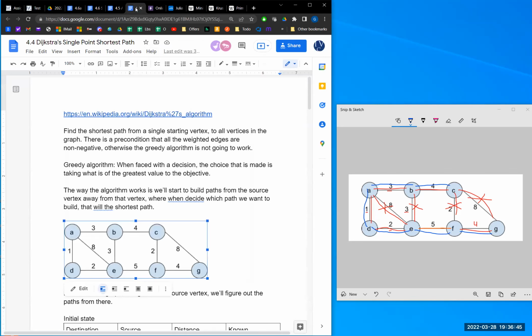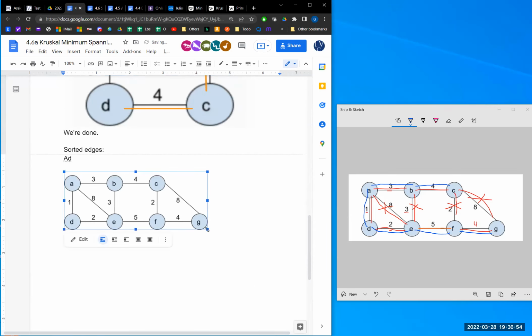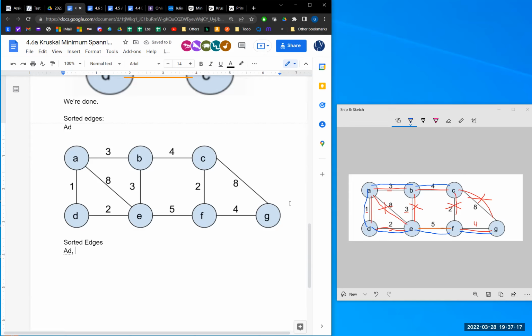So let's go back to a bigger graph. All right, so sorted edges. We've got AD as a 1. What are our 2s? Making sure that you're sorting properly is important, so we're going to be doing a stable sort.